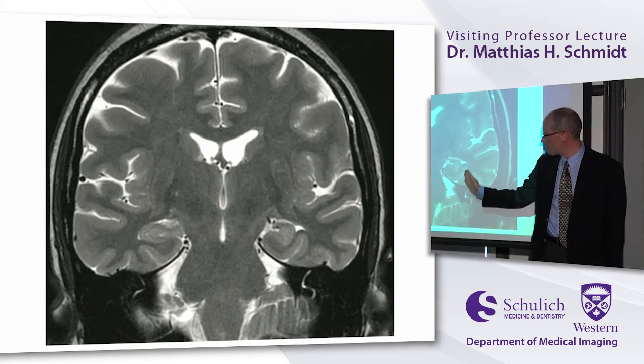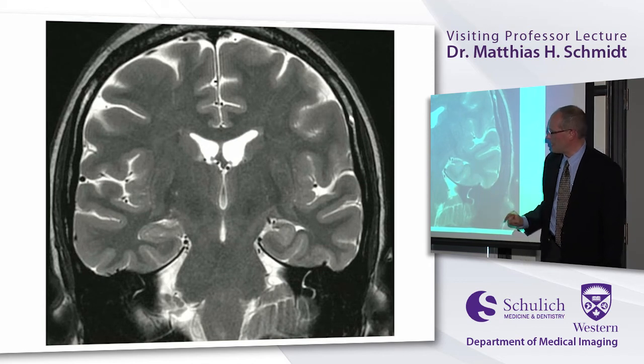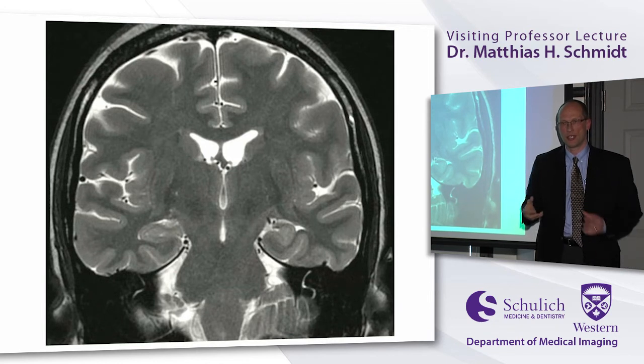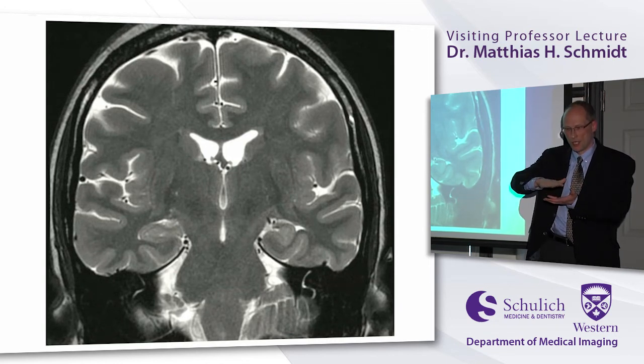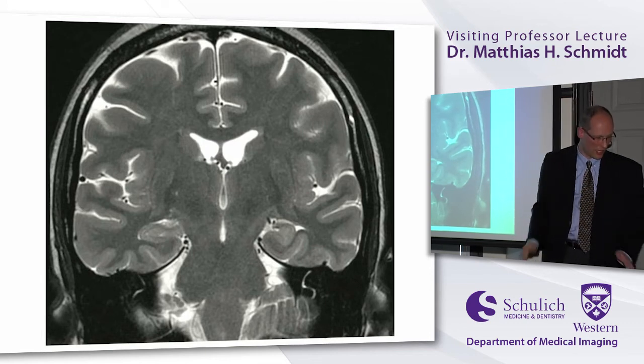Here's somebody with a very vertical collateral sulcus and a kind of a rounded hippocampal body. That's been termed hippocampal malrotation. Really, it's a failure of the hippocampus to assume its final sort of oval configuration.